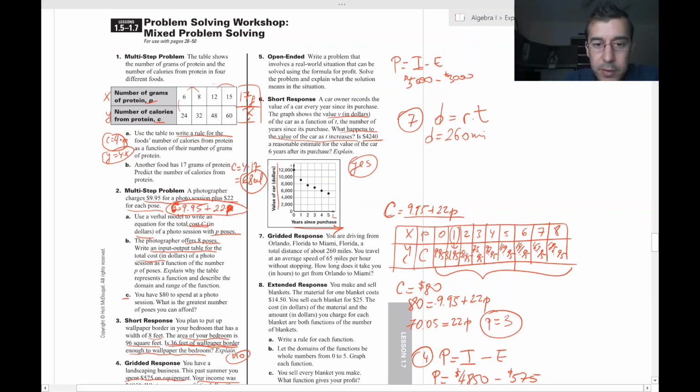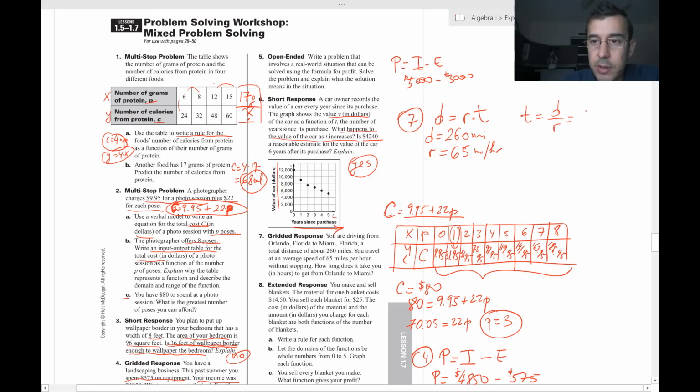You travel at an average speed. So the rate you're traveling, the average speed, is 65 miles per hour, without stopping. How long does it take you in hours to get from Orlando to Miami? So T is the only unknown variable in this formula. So T would be D over R, right? Because R multiplies, on the other side we divide. So T equals D over R, and it's just a matter of substitution.